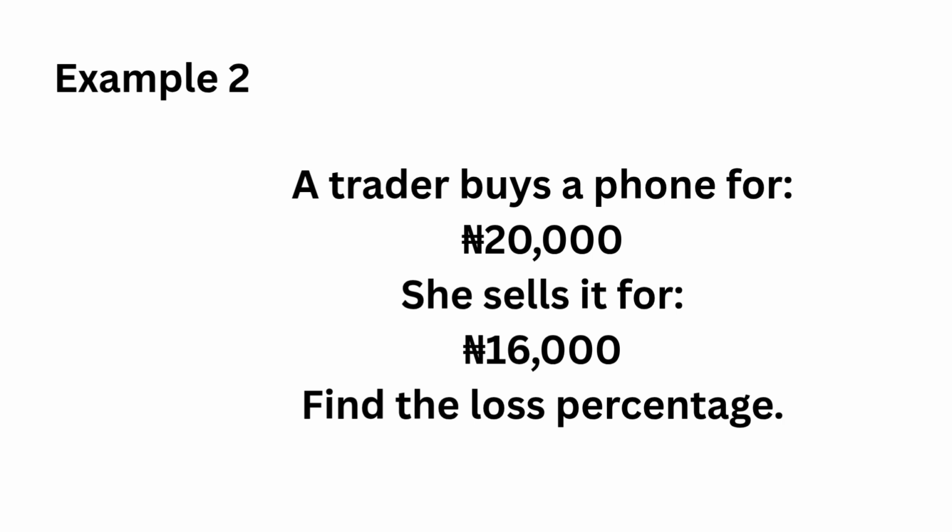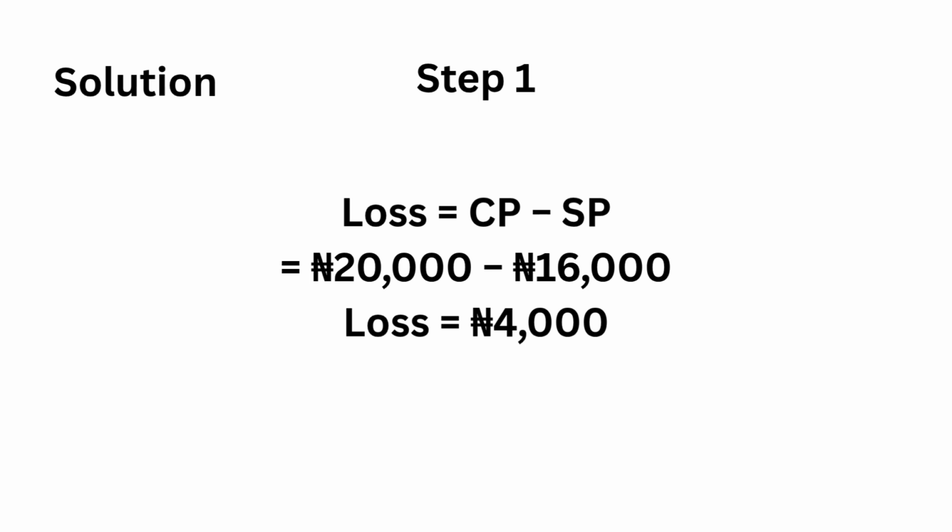Let's try a loss example. A trader buys a phone for 20,000 naira but sells it for 16,000 naira. How much is the loss percentage? First, find the loss. 20,000 minus 16,000 equals 4,000. So the loss is 4,000 naira.